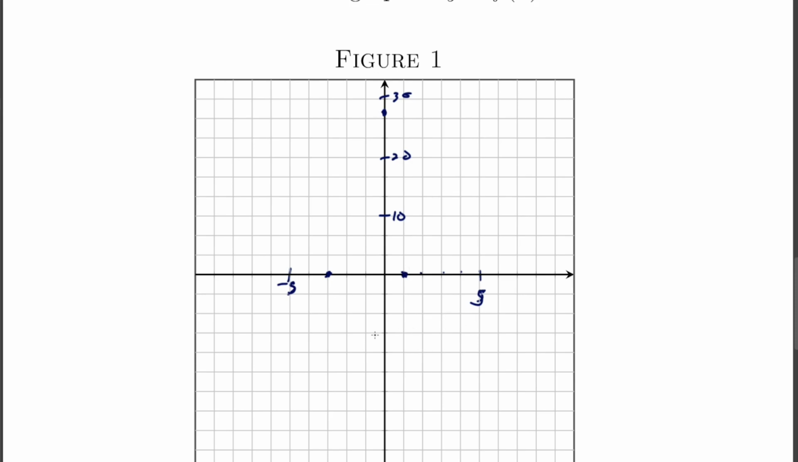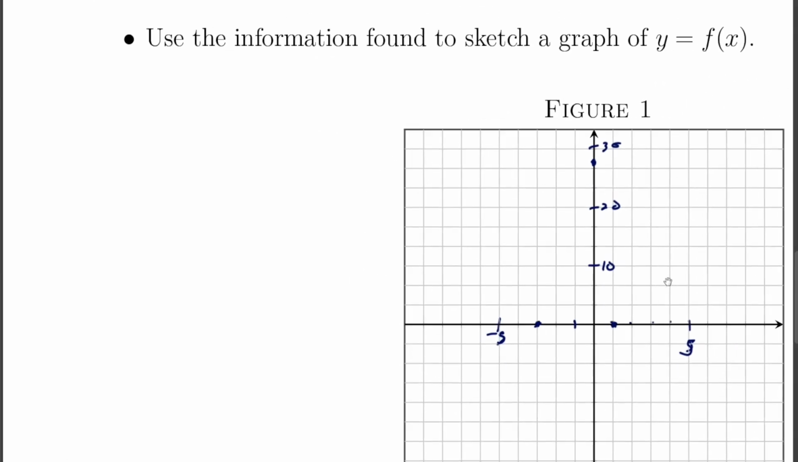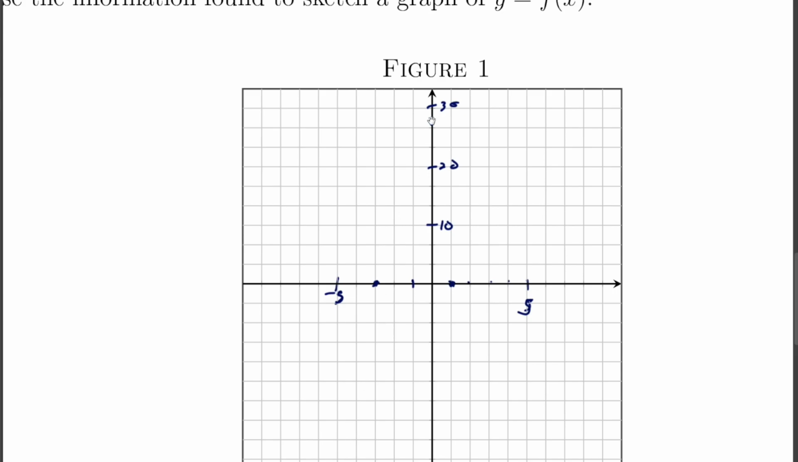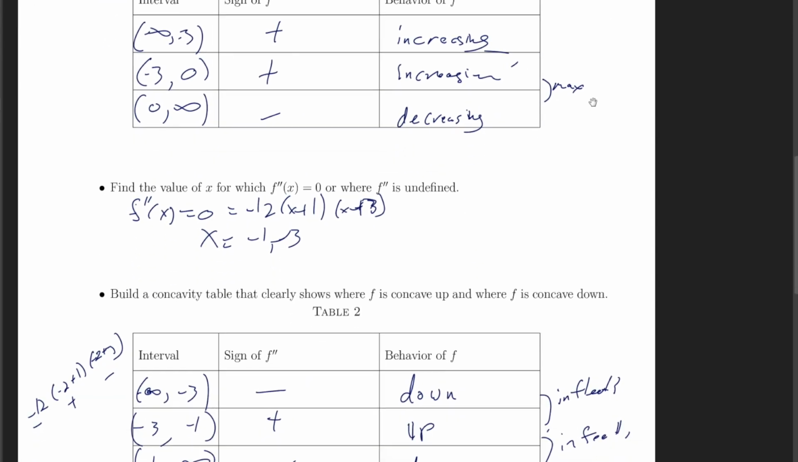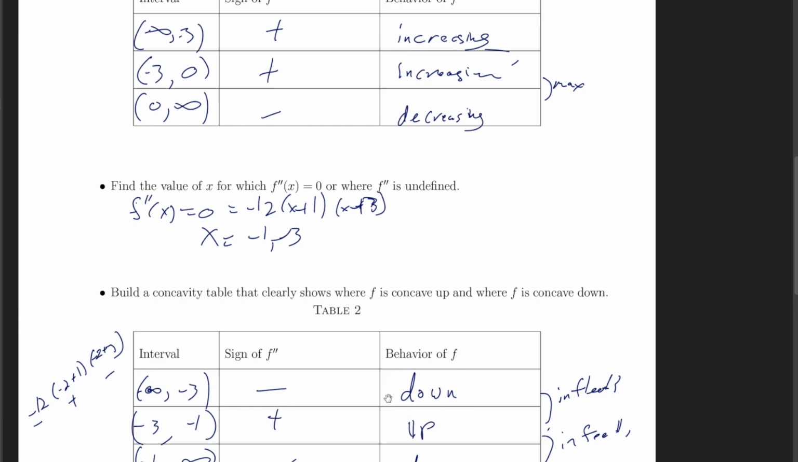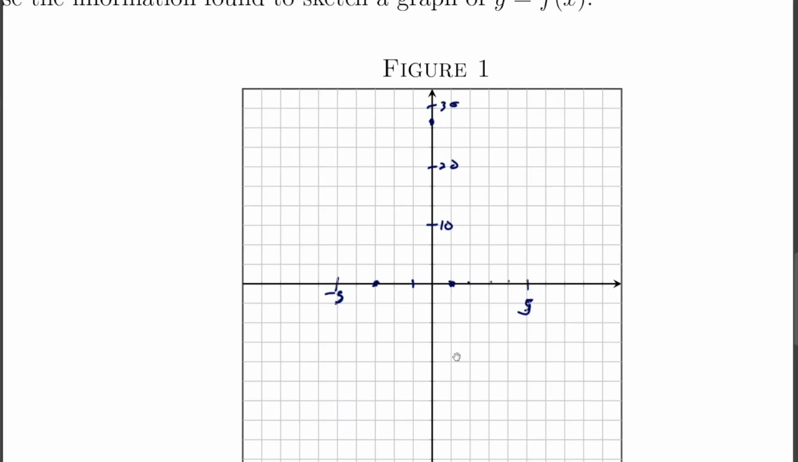What else do I know? Well, I know at minus 1 I have an inflection point. I'm increasing from here to here and decreasing from here onward, because we know that from our graph. From negative infinity to 0, it's increasing and then decreasing afterwards. I know I have concave down until I'm at minus 3, and then I go to concave up. Then at negative 1, I go back to concave down. Let's sketch that in.